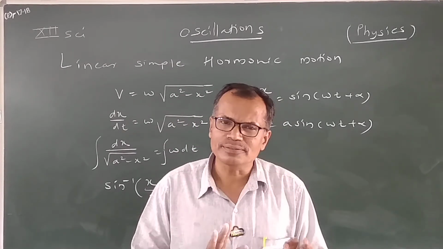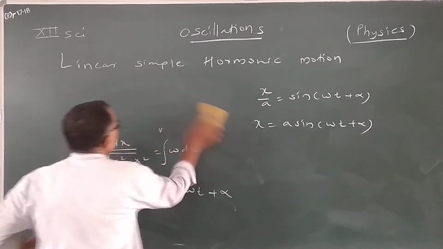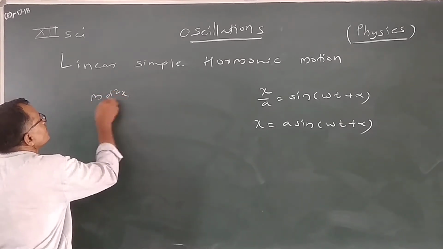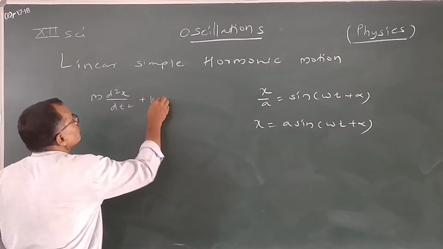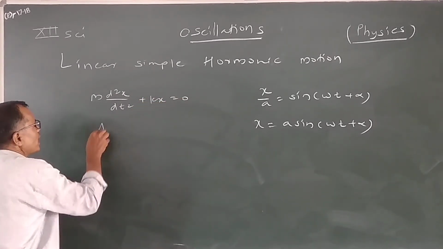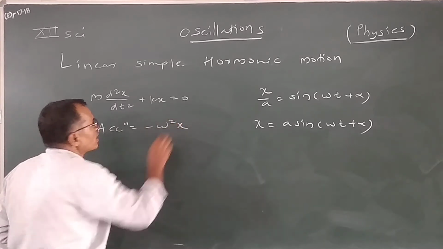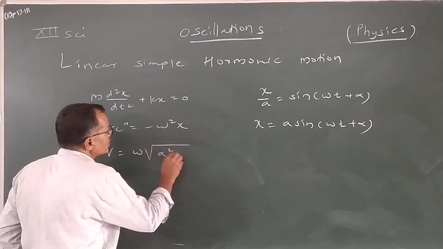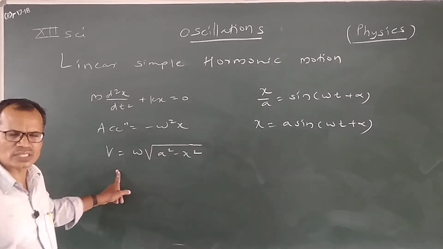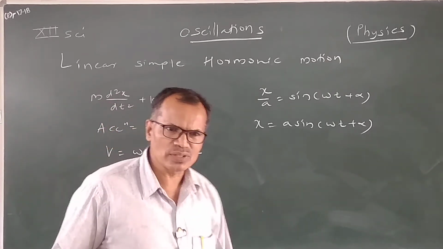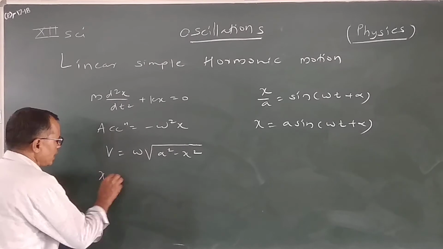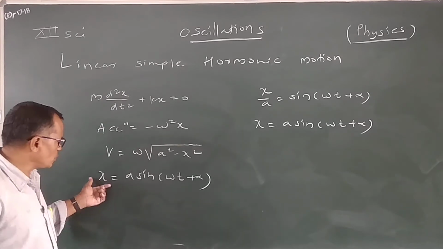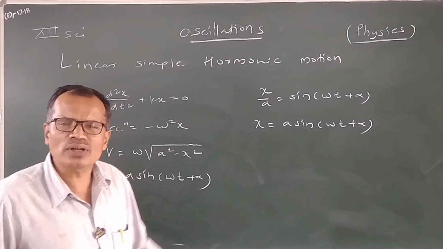Now friends, what we have seen? We have seen that the equation of linear simple harmonic motion is d square x upon dt square plus omega square x equal to 0. The equation for the acceleration is minus omega square x. The equation for the velocity v is omega root a square minus x square. And the equation for the displacement is x equal to a sin(omega t plus alpha).